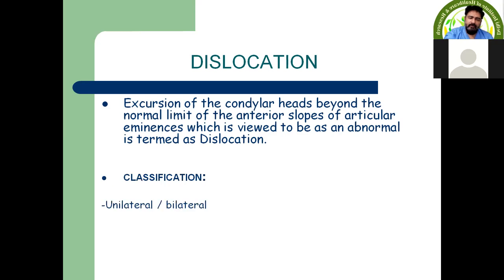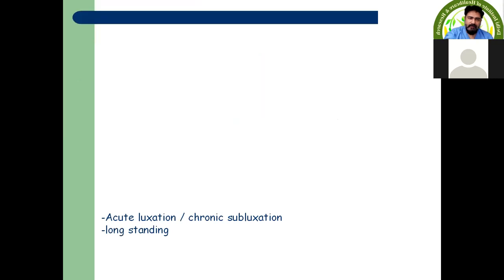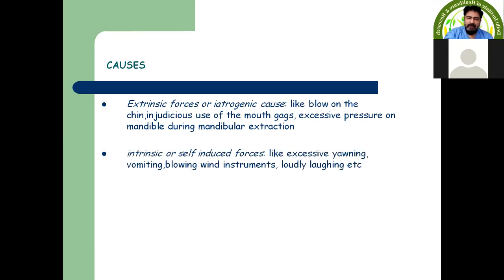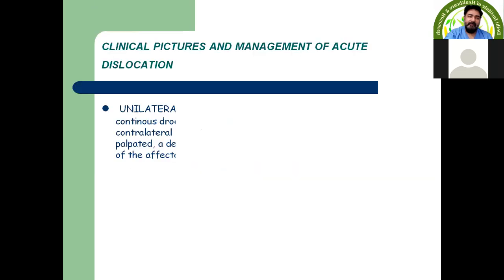Classification is unilateral or bilateral, acute or chronic, long-standing. Causes: extrinsic forces or iatrogenic causes like a blow on the chin, injudicious use of mouth gags, excessive pressure on the mandible during mandibular extraction. Intrinsic or self-induced forces like exercising, yawning, vomiting, blowing wind instruments, and loud laughing also.